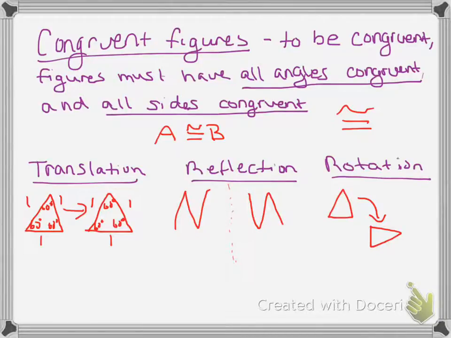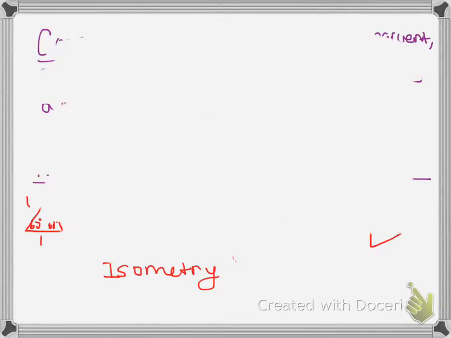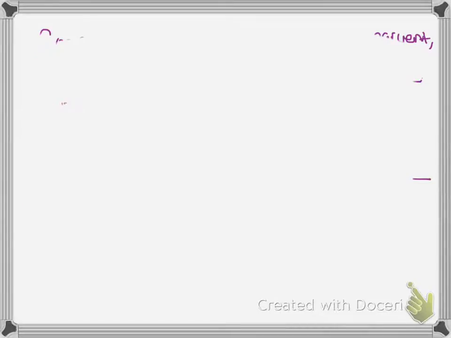So, these are what we call isometries. And isometry means that it's a movement that does not change the triangle. Now, the big thing that you have to know about this is how to write congruent statements.